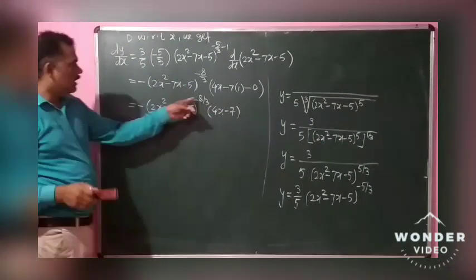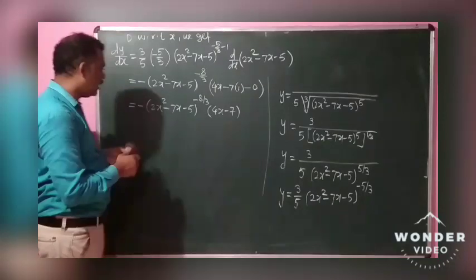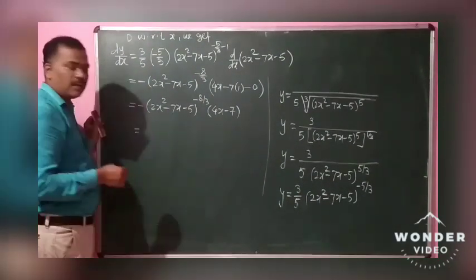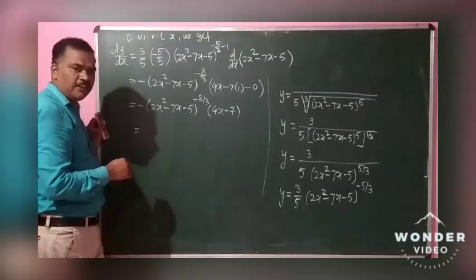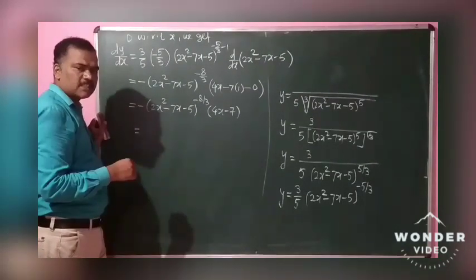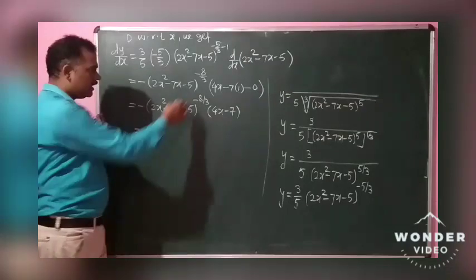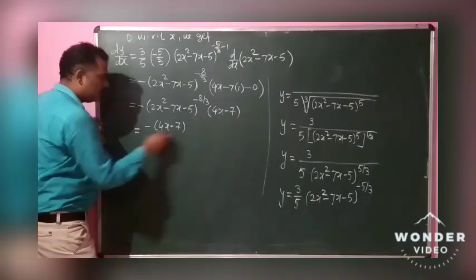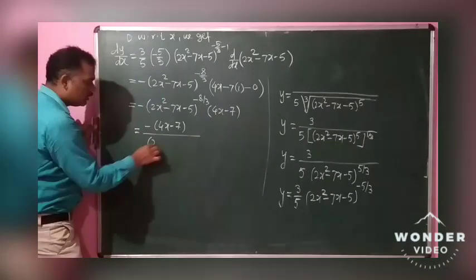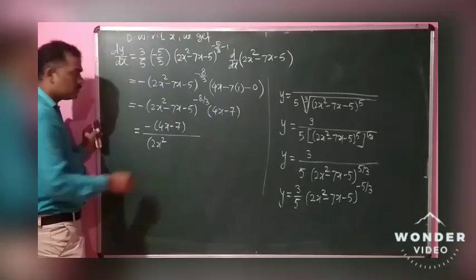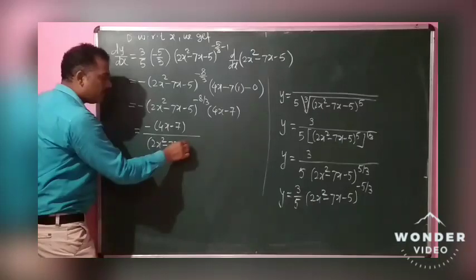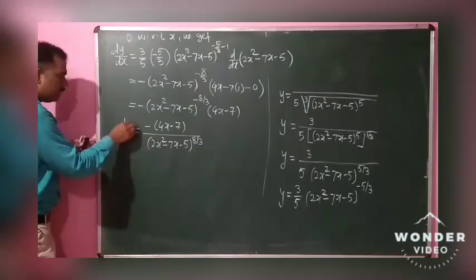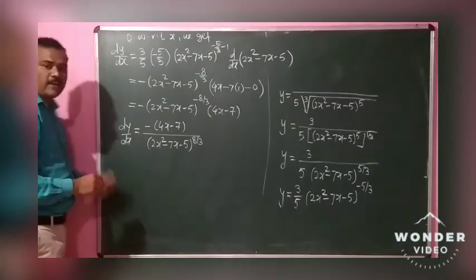We have to write this index as a positive, so again by using the laws of indices, if we take this index factor in the denominator, then its index must change its sign so that it is positive, so minus 4x minus 7 divided by 2 into x square minus 7x minus 5 raised to plus 8 by 3, that is the dy by dx, which is the required answer.